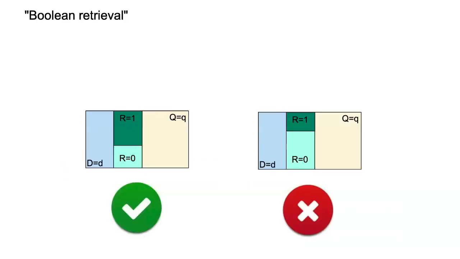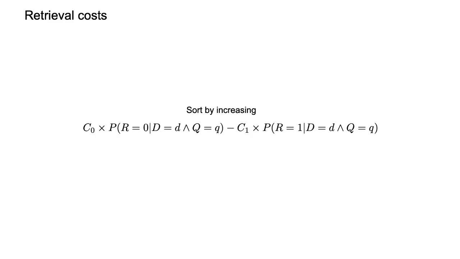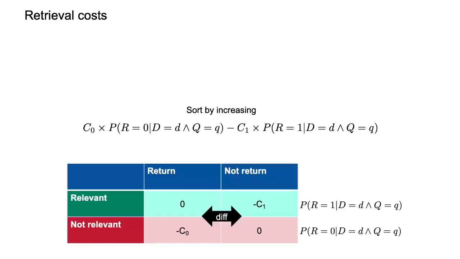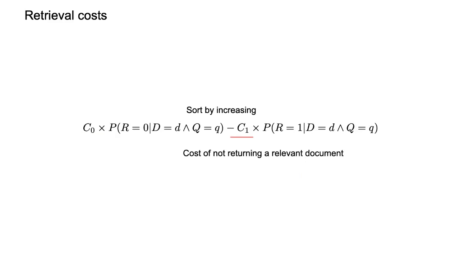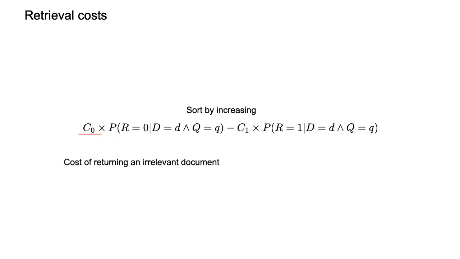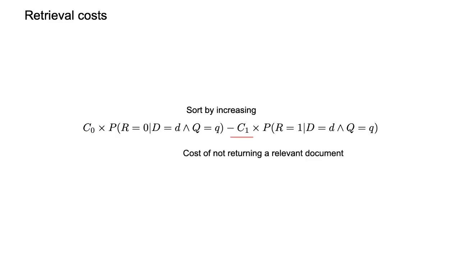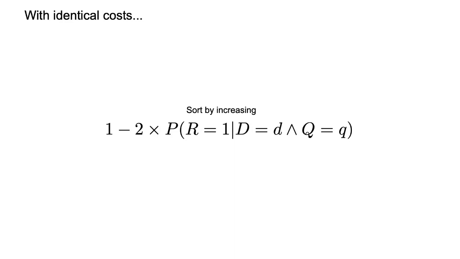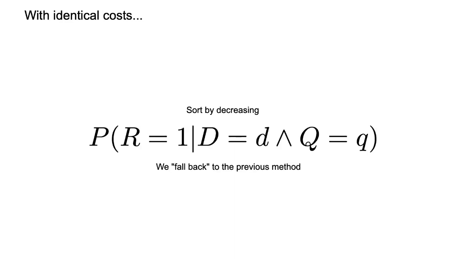Instead of optimizing on this here, you could instead optimize on a fancier formula that has different costs for 0 and 1, right? But if the costs are the same, it's basically based on the costs of a false positive and the cost of a false negative. If you take the same weights, you're basically back to square one. You're back to the idea of sorting this by decreasing value. All right.